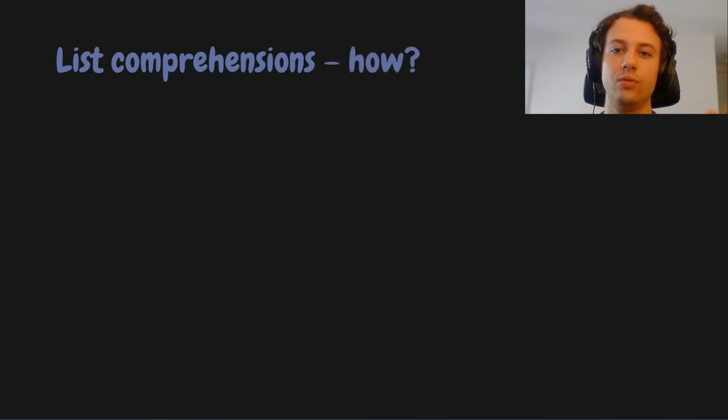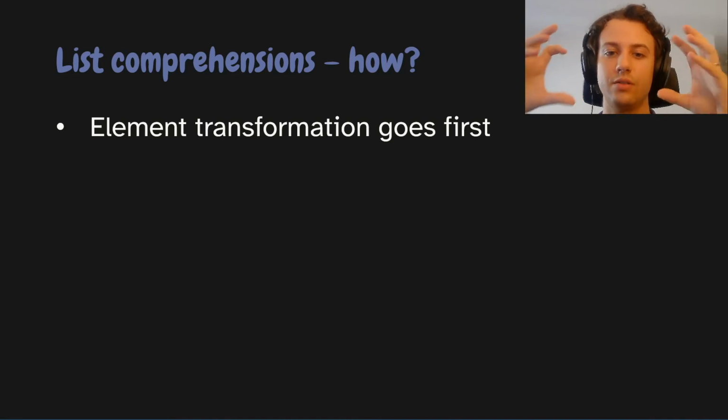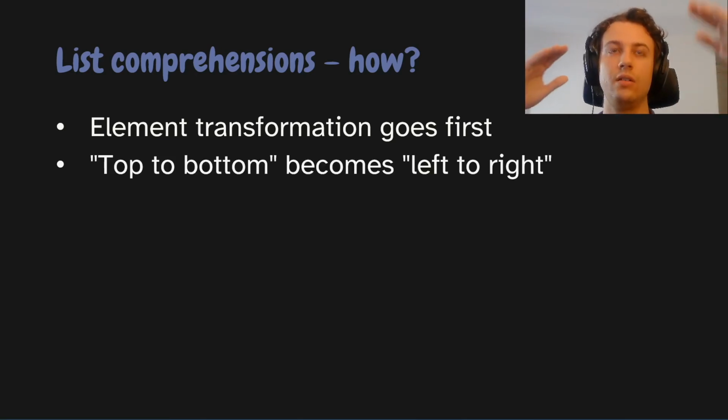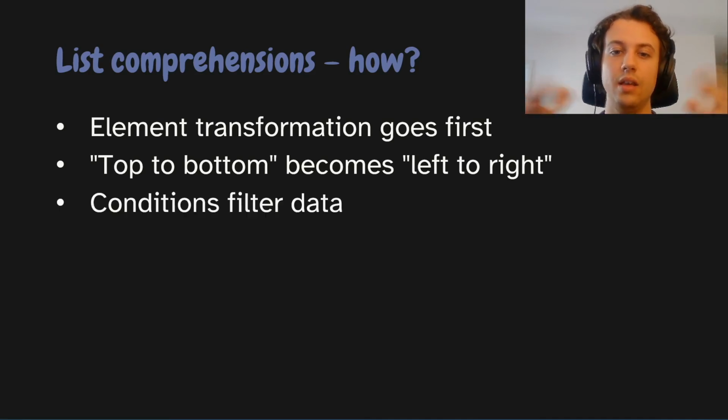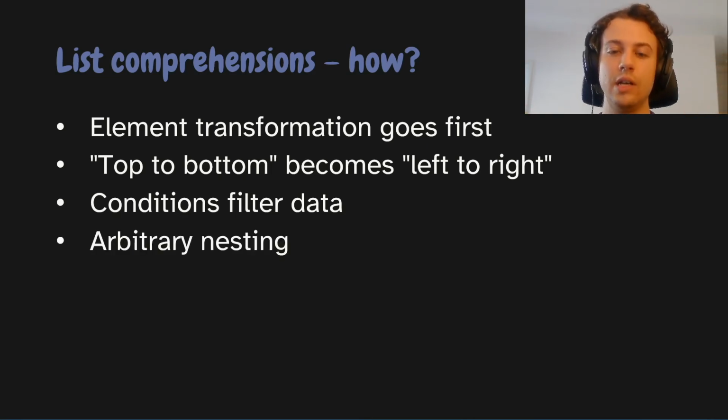So, to summarize, how do you build a list comprehension? You always have the transformation first. The element transformation, the data transformation, that's the most important thing, and that's why it goes first. It tells you what's happening to your elements. Then, to order your loops and your ifs, you take the nested structure, you go top to bottom, and you write it left to right in your list comprehension. And the ifs can go in there in the middle, and they are the conditions that you use to filter data. And all of these fors and ifs can be nested arbitrarily to compute other, more complicated things.